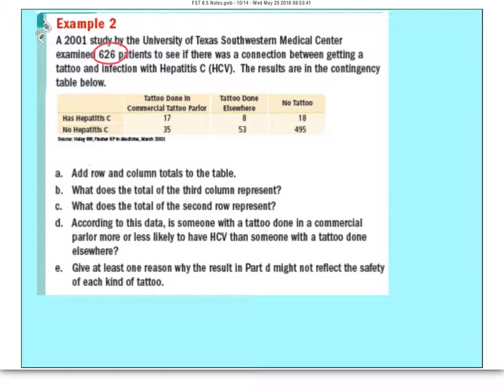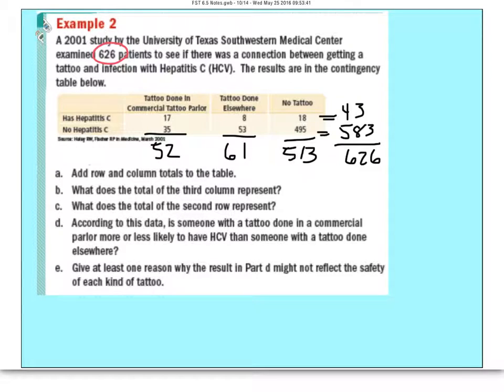What they did is, for their contingency table, there are two categories. One is hepatitis or not, and the second category was where did you get your tattoo done, or do you not have a tattoo? So part A just wants us to add the rows and the columns together. It's a smart first step, so let's do that.